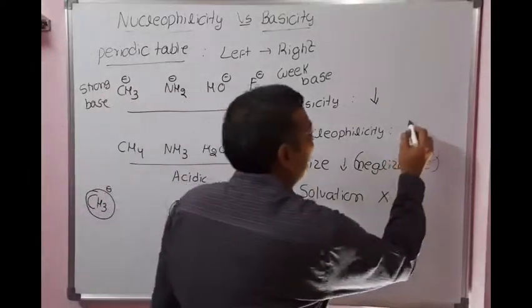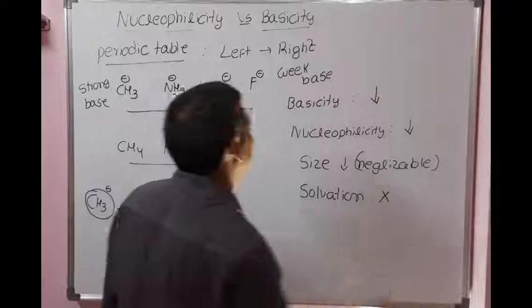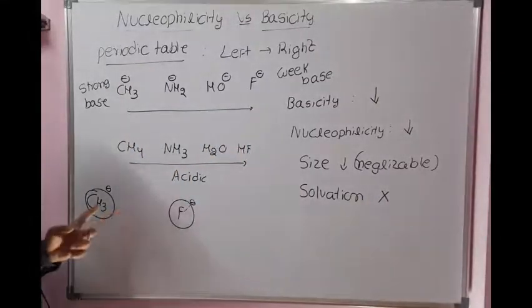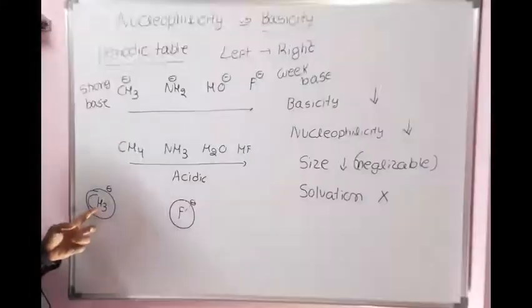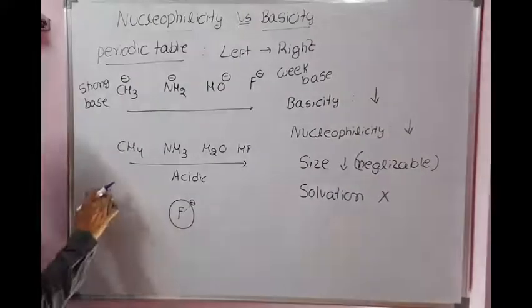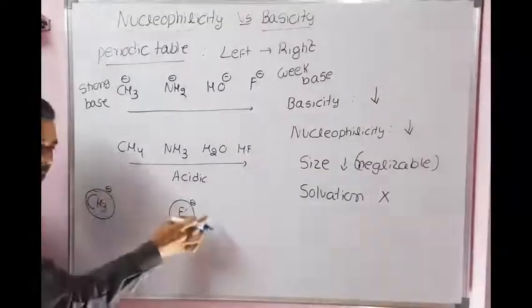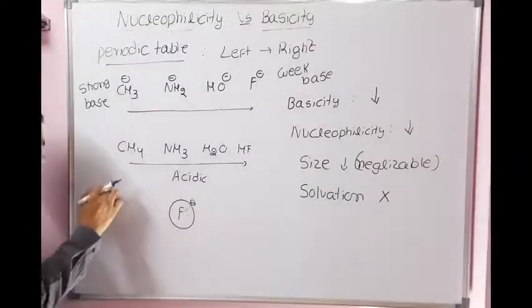Okay, F minus has very low nucleophilicity, whereas CH3 minus is more nucleophilic. Why? Because compared to fluorine, carbon is not that electronegative. Being less electronegative, the negative charge is not strongly held by the carbon nucleus. As a result, it will attack an electron deficient atom or it will abstract a proton.